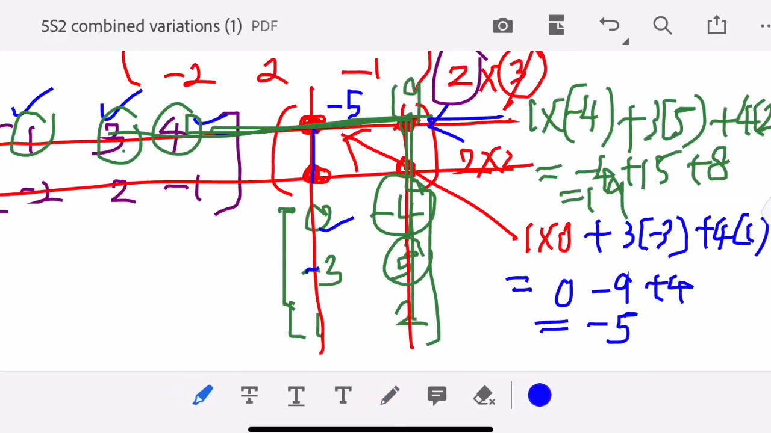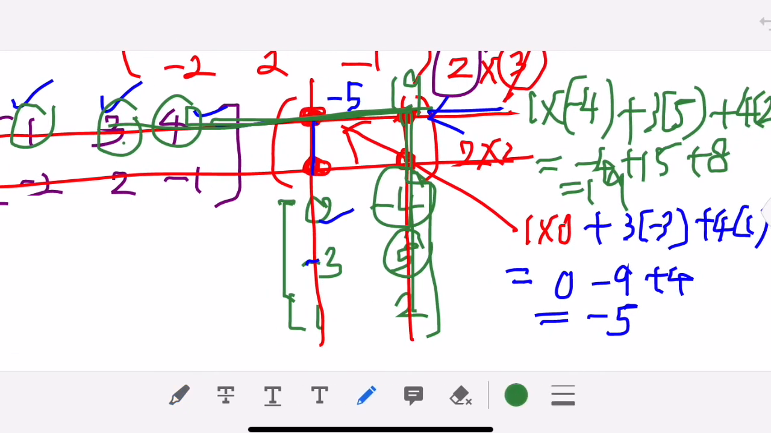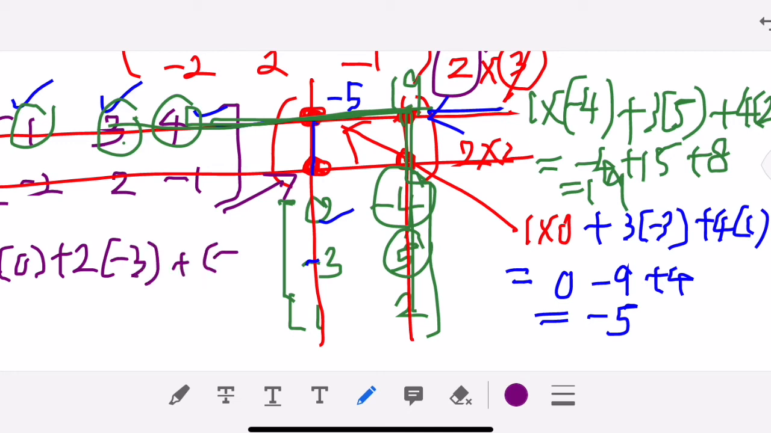So let's do another one. Let's see this one. I want to do for another element, which is this one. So I will take -2 times 0 plus 2 times -3. There is a negative, right? Plus -1 times 1. Need to be very careful. So it's 0 minus 6 minus 1. Right, so it's -7. So you get the answer -7 here.